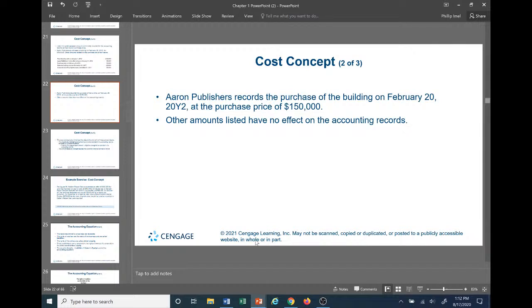Some more on the cost concept. Aaron Publishers records the purchase of the building on February 20th, 2002 at the purchase price of $150,000. Once again, the other amounts listed have no effect on the accounting records. So we're only concerned with the money we paid to acquire the title for that piece of property, right?